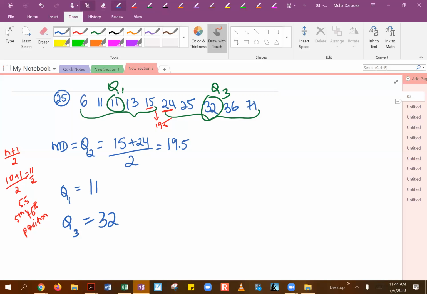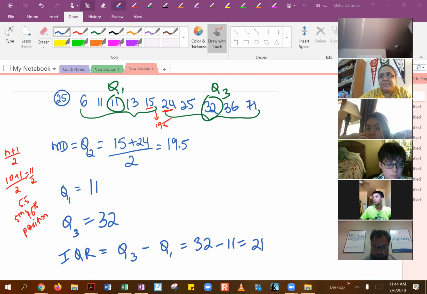Alrighty, so now that we have our quartile 1 and quartile 3, what is the interquartile range going to be? Yeah, very good. You are doing 32 minus 11. So of course that would come out to be 21 over here. You can see these are pretty straightforward calculations, but did you guys have any questions on any of these? You okay?